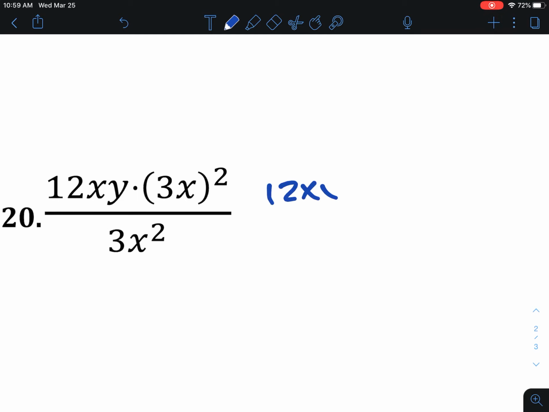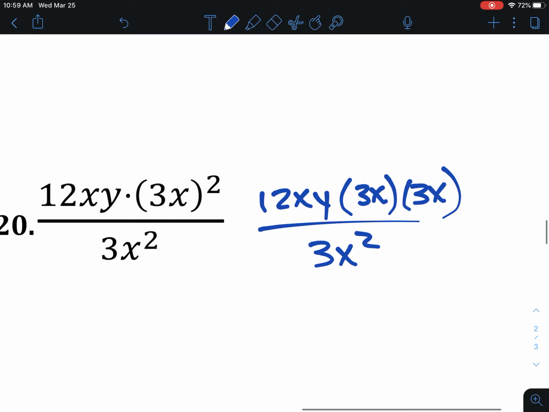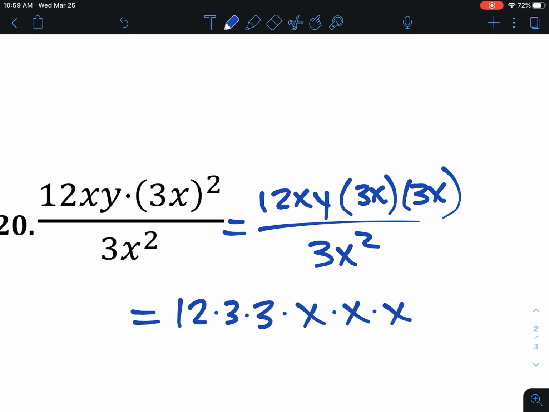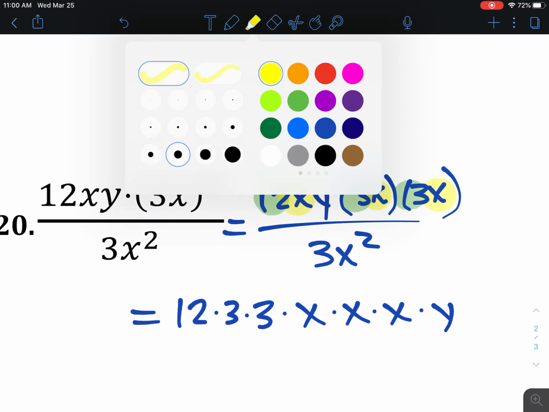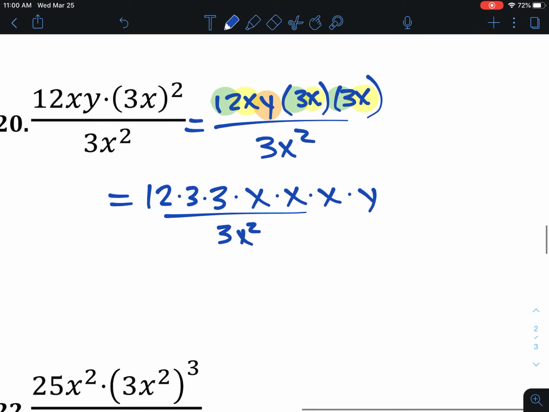So we're going to keep the 12xy there. We're going to write the 3x twice, though, since it's being squared, all over 3x squared. Okay, a little bit tricky here. So I'm going to rewrite the 12 and the 3 and the 3, and then the x and the x and the x, and then the y. So let's take a second and make sure you know where those came from. 12, 3, 3. X, x, x, and the y, the last part there. Okay, and then all over 3x squared.